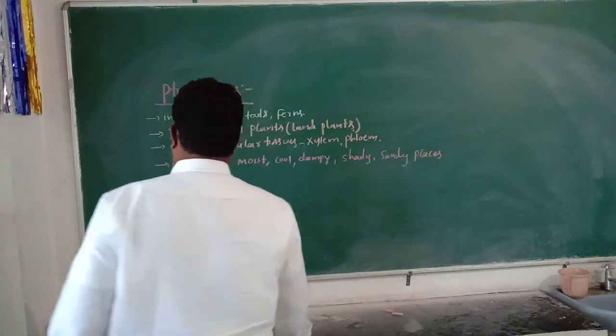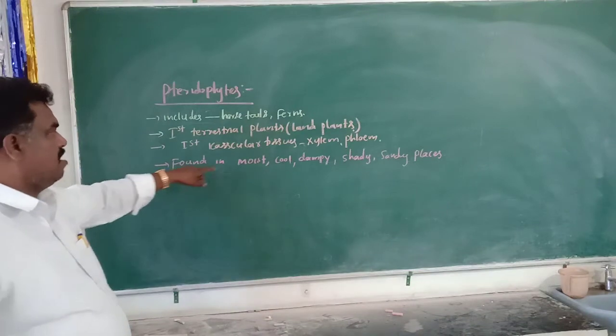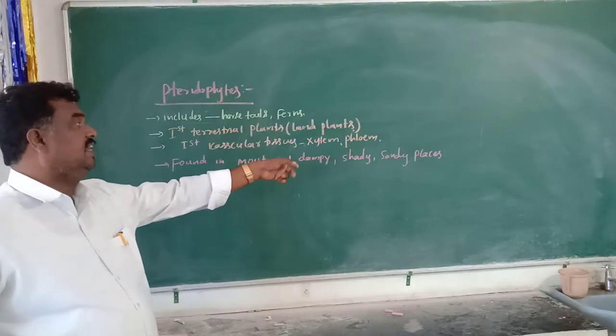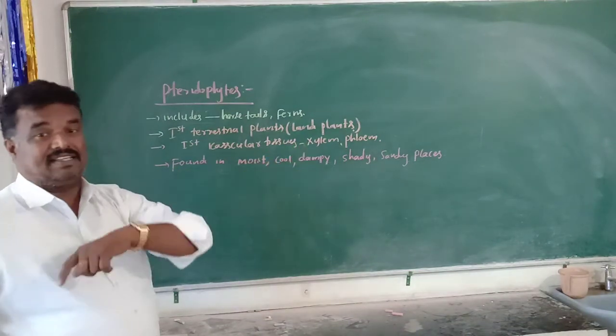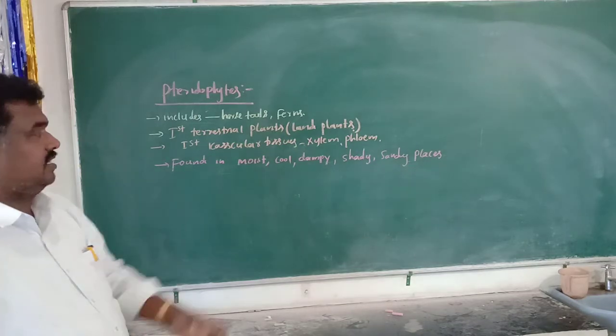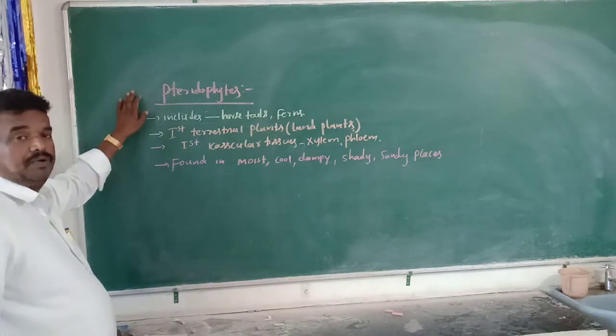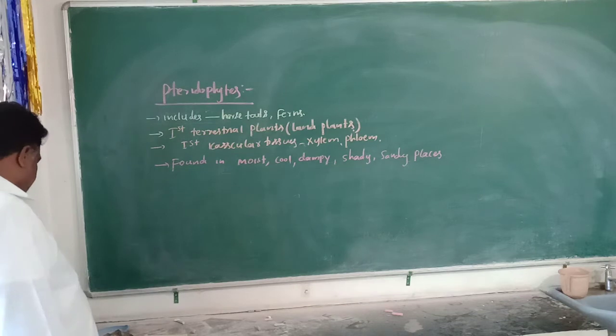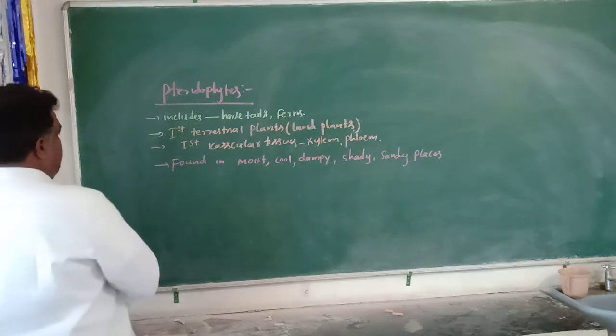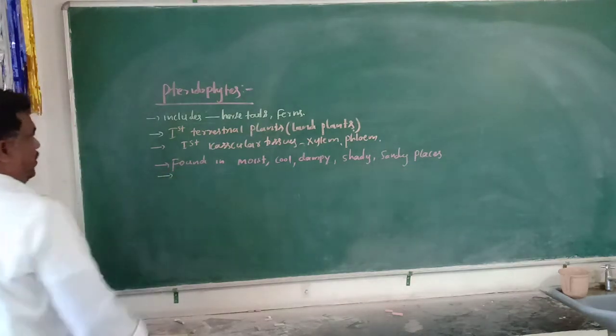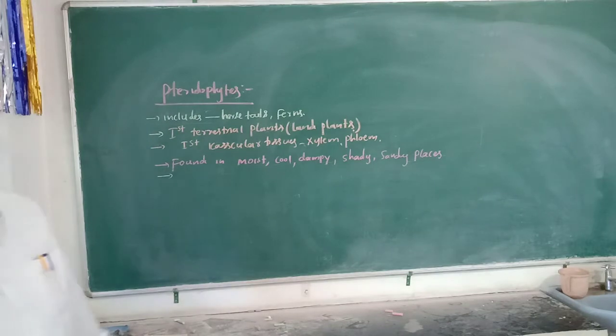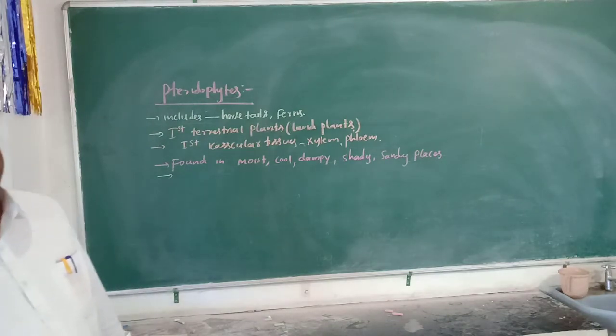So pteridophytes are usually found in moist, cool, damp, shady and sandy places. Sandy means places with sand. Let us see another one, the plant body of the pteridophytes. The plant body of the pteridophytes is called a diploid sporophyte.